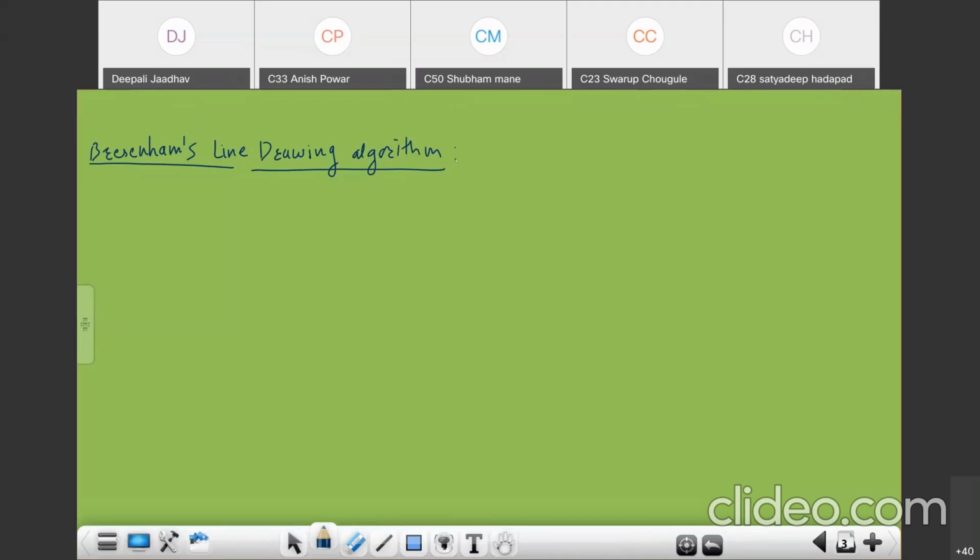Now see here how we can write the equation of a line. y = mx + c. The standard equation of a line is y = mx + c, where m is the slope of that line and c is the y intercept.